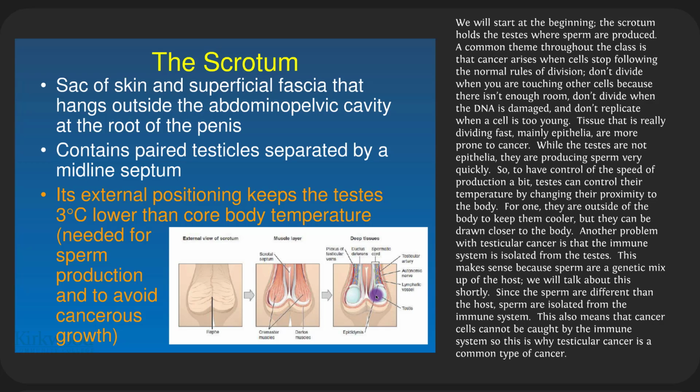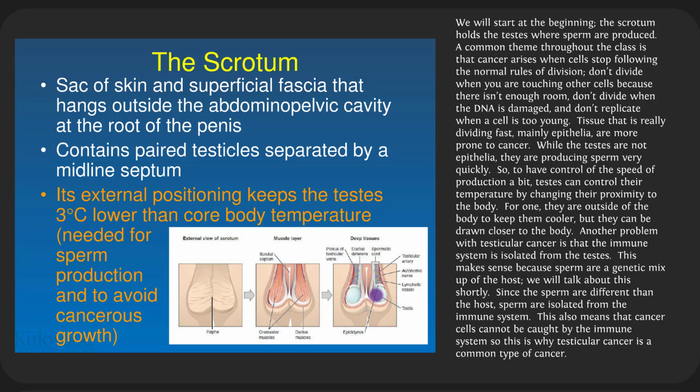And while the testes are not epithelia, they are producing sperm very quickly. So to have control of the speed of production of it, testes can control their temperature by changing their proximity to the body. For one, they're outside of the body to keep them cooler, but they can also be drawn closer to the body to keep warmer.